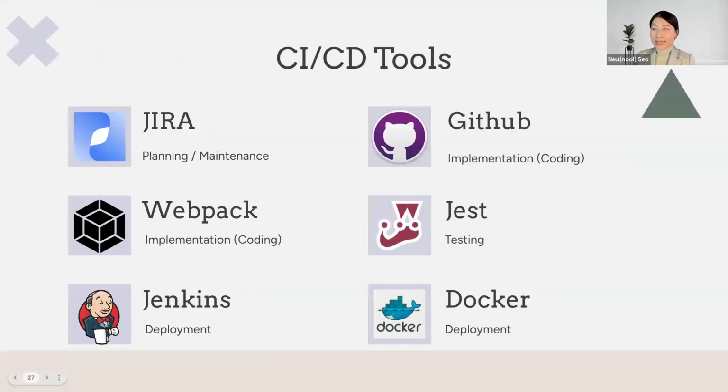Let's now talk about CI/CD tools. First, Jira for planning and also maintenance. And we have GitHub and Webpack for implementation. And there is Jest for testing, and it's particularly for JavaScript codebase. Jenkins is for deployment automation, and Docker for also deployment. So Jenkins helps with automating tasks, while Docker helps package and deploy applications.